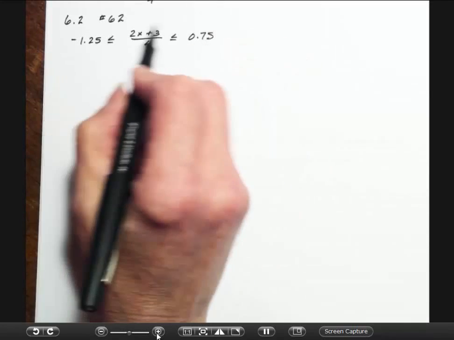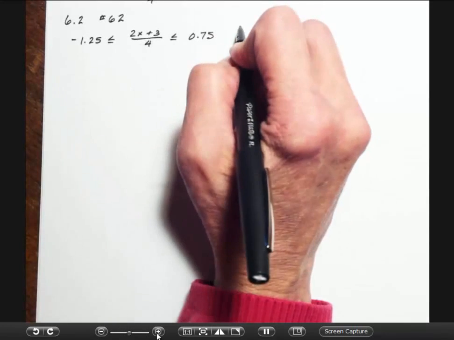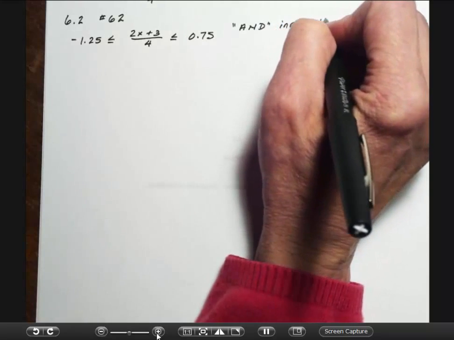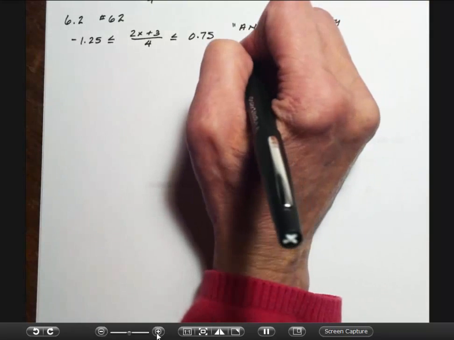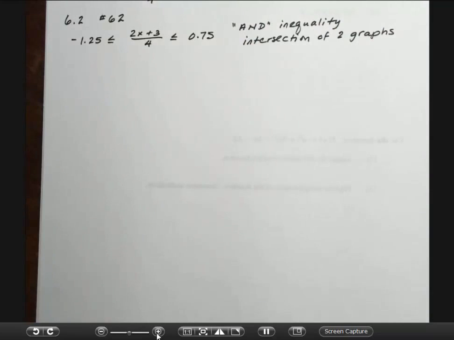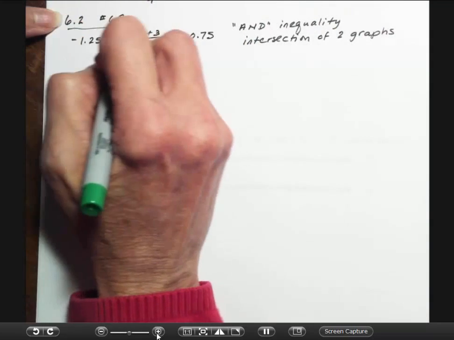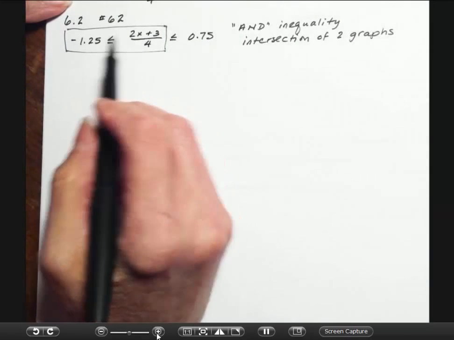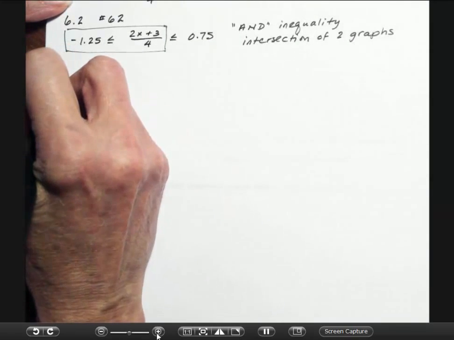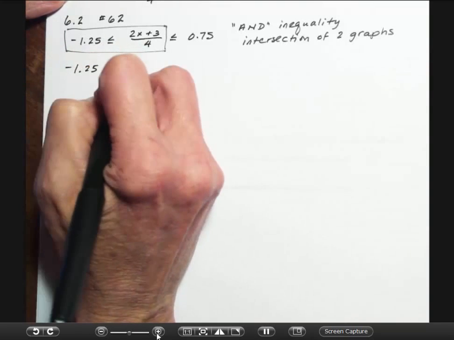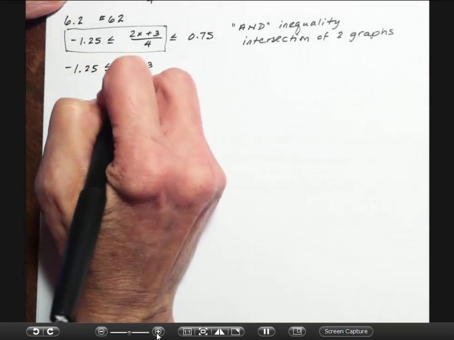This is called a chain inequality. It also is an and inequality. And what we mean by an and inequality is that we're going to be looking at the intersection of two graphs. So the first inequality we're going to look at is this one on the left. Notice how I boxed it in so that I have the middle expression with the left-hand expression. So I'm going to have negative 1.25 is less than or equal to (2x plus 3) over 4.